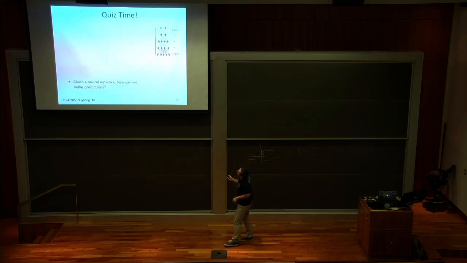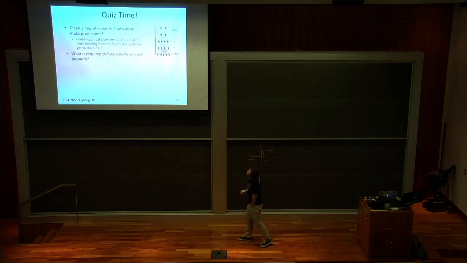Okay, next question. What is required to fully specify a neural network, right? So let's say you have a neural network, and your colleague asks you, hey, can you pass that neural network to me? I want to run it on my images. What is it that you need in order to specify your neural network?